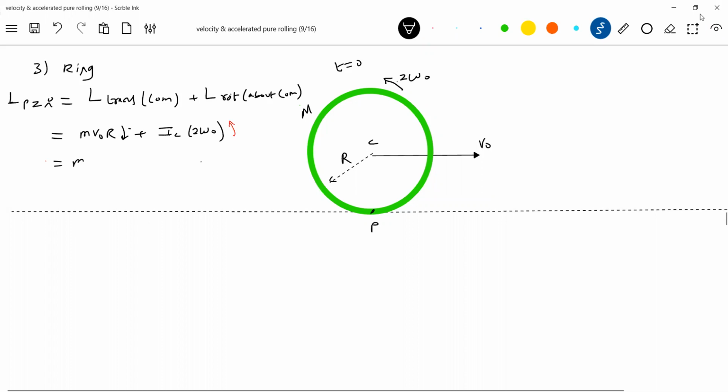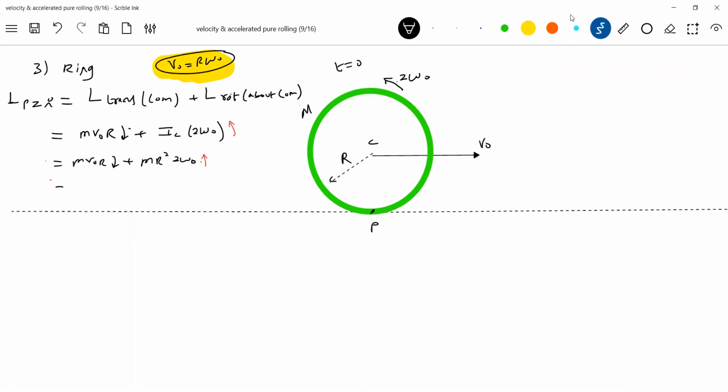No, after this, mv naught r. It's a ring, so put mr square 2 omega naught. Let's solve further. And numerically, where you want, you can apply this if you want to replace mv naught r. This is clockwise, so this will be here. Let me replace v naught here. So v naught, I can write as r omega naught.